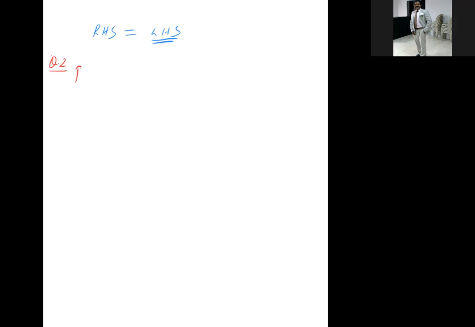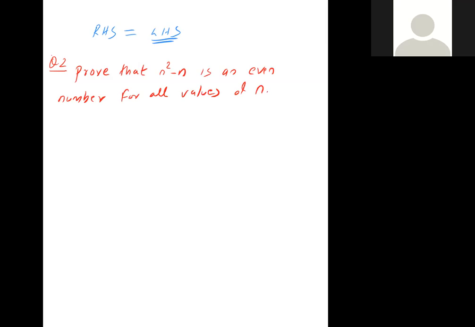Prove that n squared minus n is an even number for all values of n. This does not have any left hand side or right hand side. This is a mathematical statement. The statement says that whatever be the value of n, n squared minus n is always an even number. So we have to prove this statement.